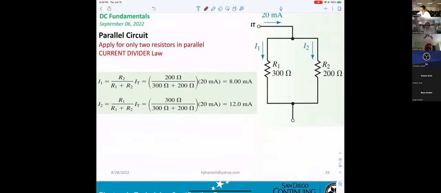That one, they already get what they call the current divider law. If you get only two resistors in parallel, and the current is a total current, when it goes here, I1 goes this way, I2 goes this way. If you want to calculate I1, you use the current divider law: R2 divided by R1 plus R2 times I total. If you're going to calculate I2, then I2 will be R1 divided by R1 plus R2 times IT. That's what they call the current divider law.